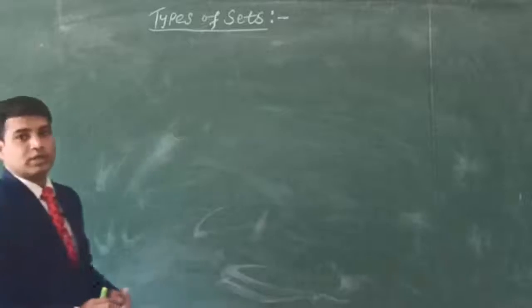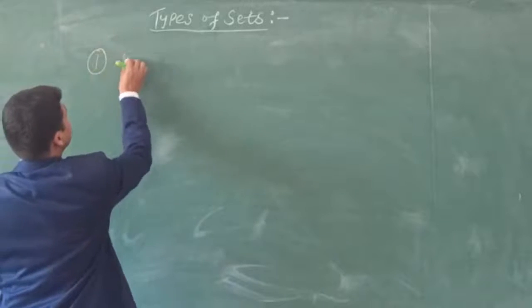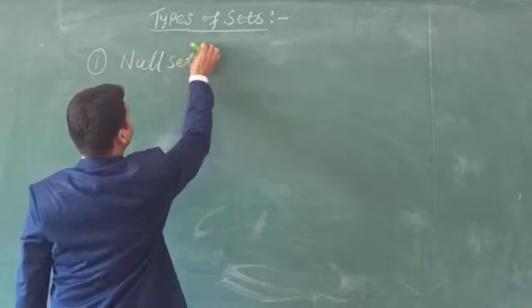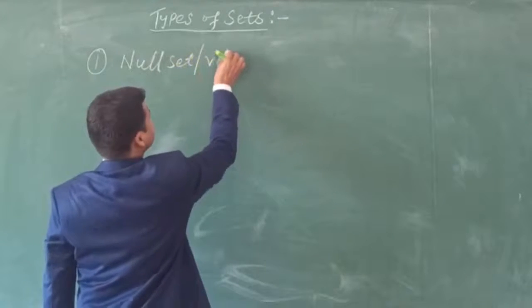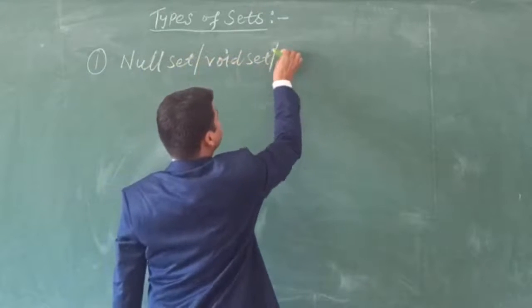So our next heading is types of sets. The first type is null set, or you can say void set, or you can say empty set also.